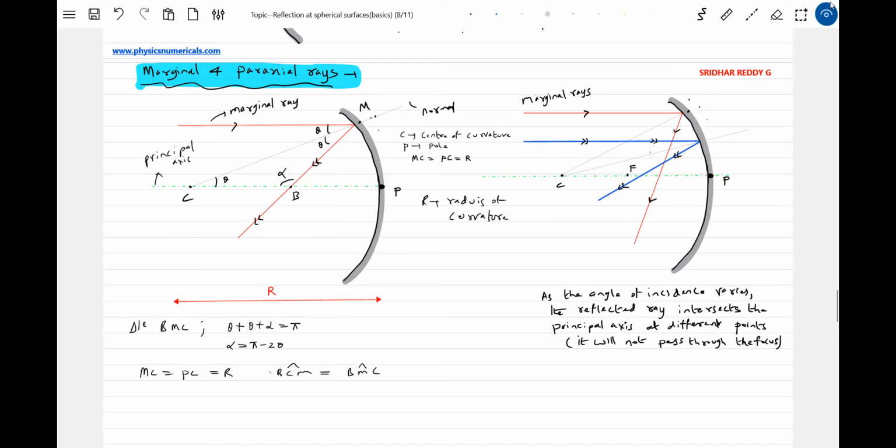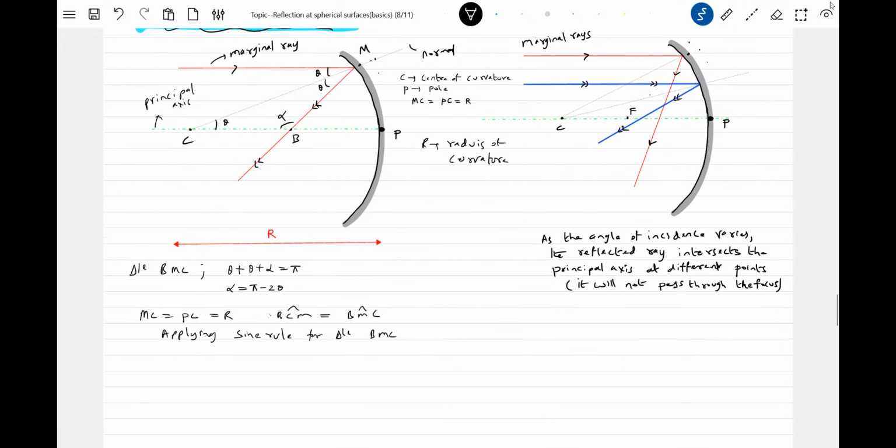Keep this one here. Now let me apply the sine rule. So BC, what can we write it as? Let me apply the sine rule for this particular triangle BMC. What does the sine rule tell us? Distance MC by sine alpha should be equal to distance BC by sine theta.